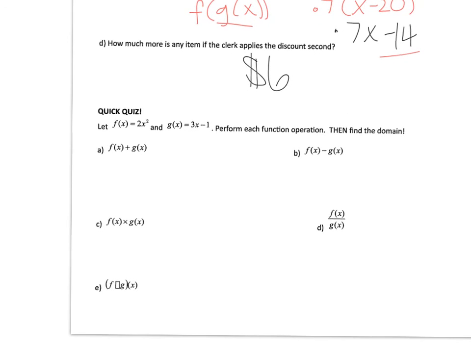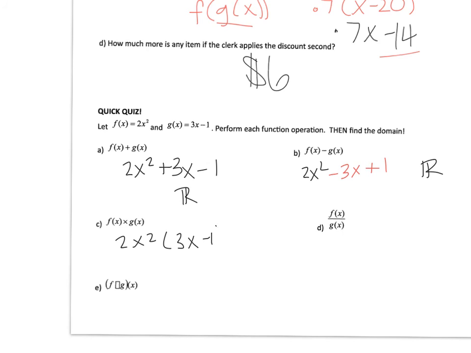So down here, find the domain of each. So just more practice. So f of x plus g of x is 2x squared plus 3x minus 1, and the domain is going to be all real numbers. This is going to be 2x squared minus 3x plus 1, and you have another all real numbers. This one you're going to multiply the 2. So that's still all real numbers. We don't have any fractions or square roots yet.